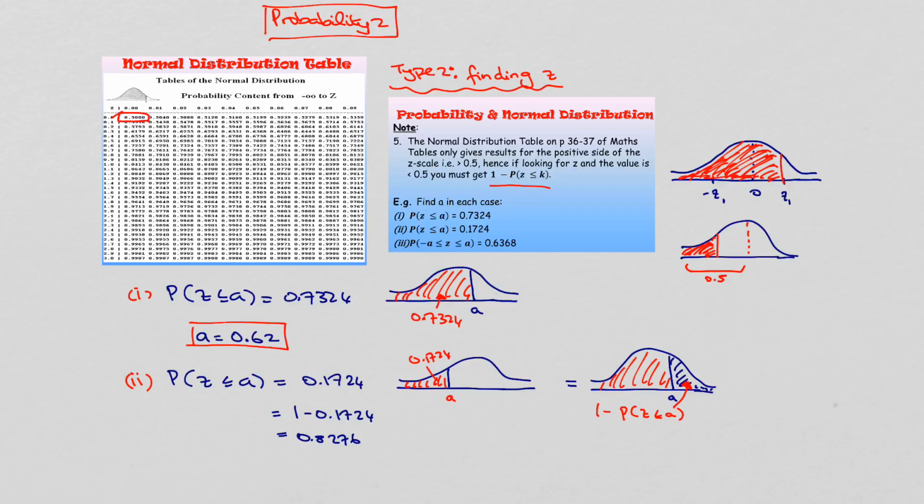So we can see in this case we don't actually have 0.8276 in our tables, and this often happens. So we have to make a judgment call. So we have 0.8264 and 0.8289. Okay, so therefore our value 0.8276 lies somewhere between these two values. So in other words, it lies somewhere between 0.94 and 0.95. And we have to see, well, which value is it closer to?